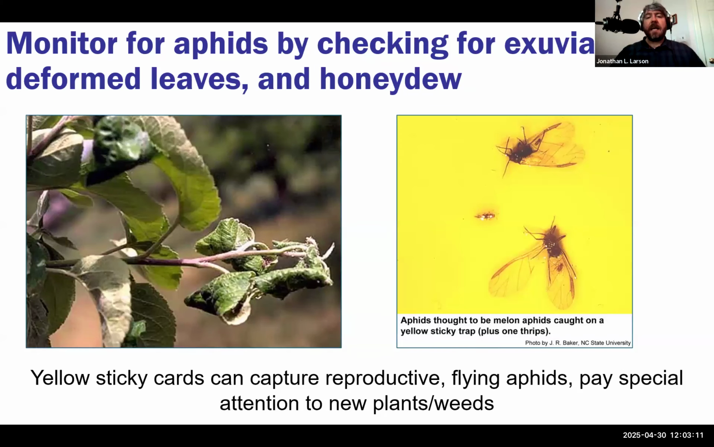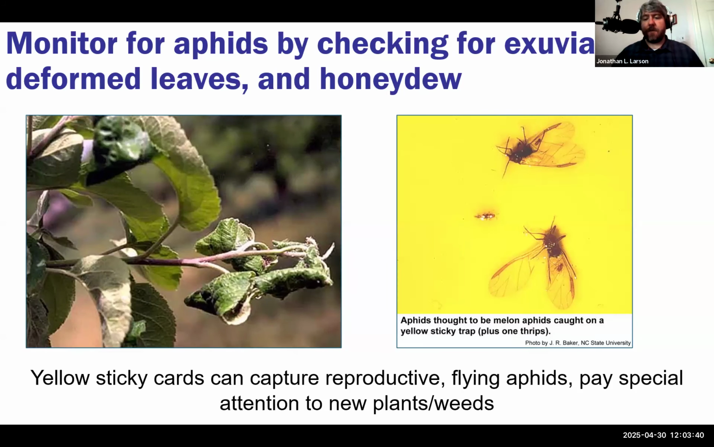The other things that you may monitor for would be the deformed leaves that they produce. So not only the honeydew, but as they feed, leaves will typically cup and curl. They will look like they need water, and you'll also see sometimes some yellowing. So looking for that is something that will maybe give you a clue to go and inspect that plant further to see if you find more honeydew or see the aphids themselves. One of the best monitoring tools that you can use for aphids is a yellow sticky card.